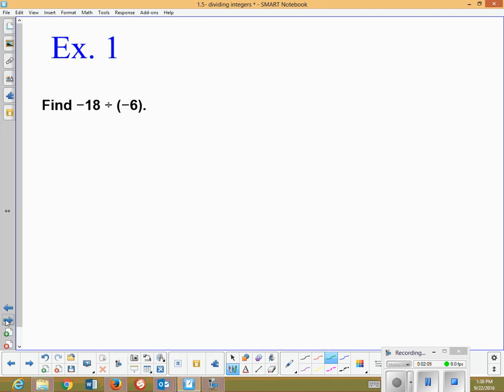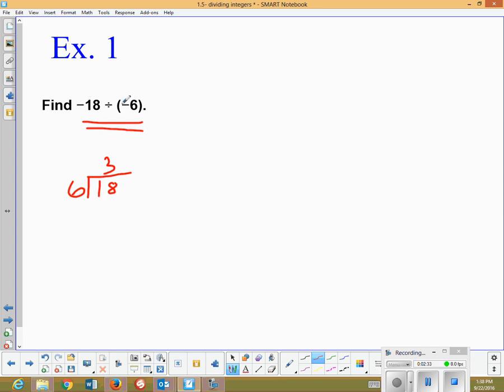So I have here example 1. It says 18 divided by 6. So what I'm going to need to do is know what 18 divided by 6 is. For those of you who are not comfortable with dividing across, you can always do first number in, second number out, and then go ahead and divide that. 6 goes into 18 how many times? 3.